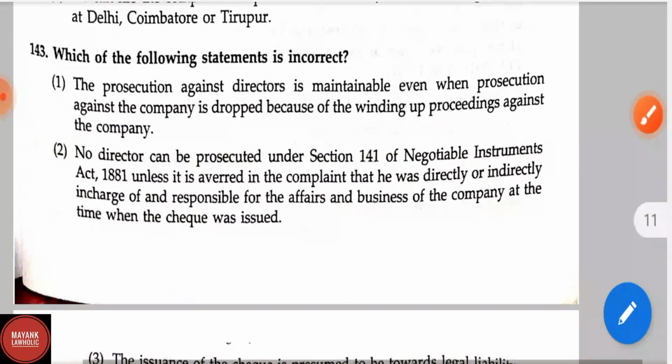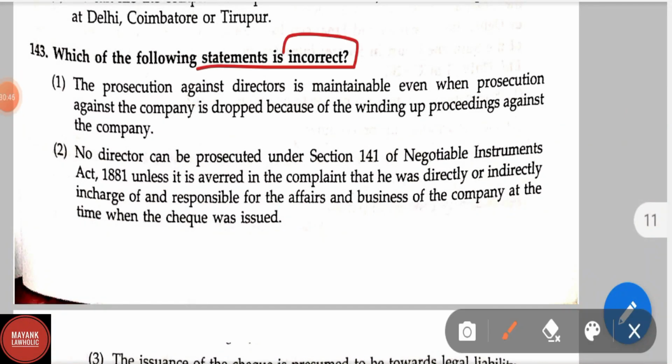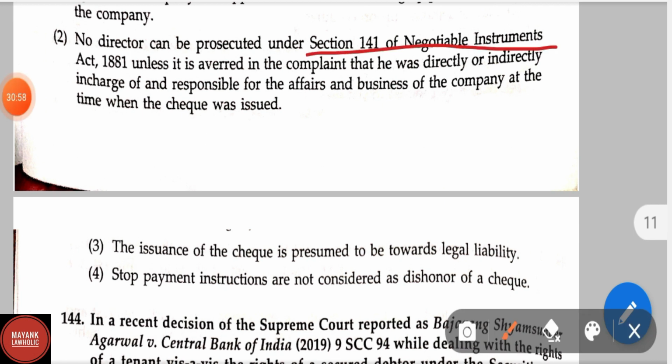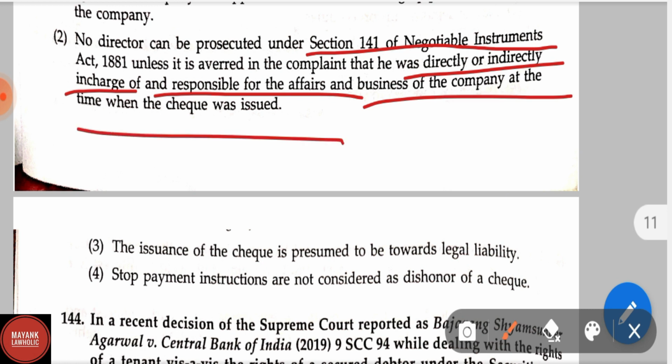Now let us see the question number 143. Which of the following statements is incorrect? Option 1: the prosecution against a director is maintainable even when prosecution against the company is dropped because of the winding up proceeding against the company. Option 2: no director can be prosecuted under section 141 of the Negotiable Instrument Act 1881 unless it is averred in the complaint that he was directly or indirectly in charge of and responsible for the affairs of business of the company at the time when the check was issued.